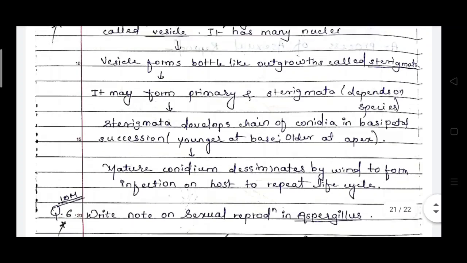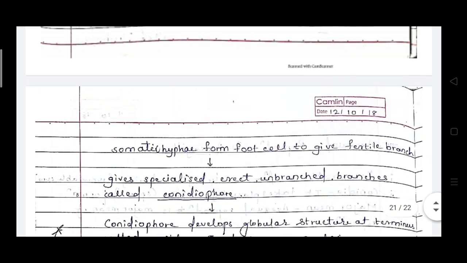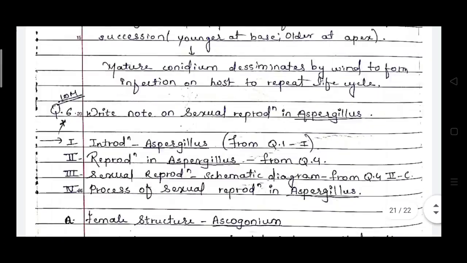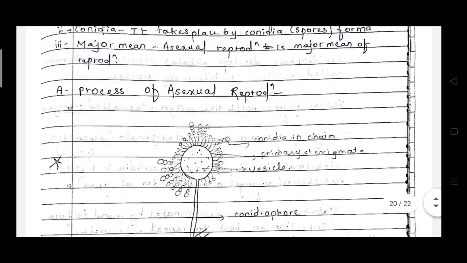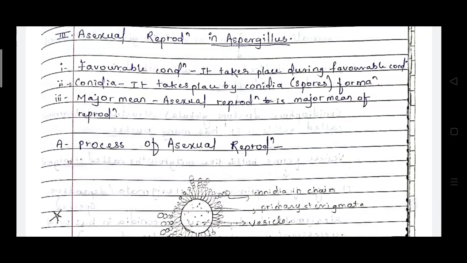In today's lecture we discussed asexual reproduction and sexual reproduction, and vegetative reproduction simply takes place by fragmentation. So this is all about the genus Aspergillus. In the next lecture we will discuss the economic importance of fungi.